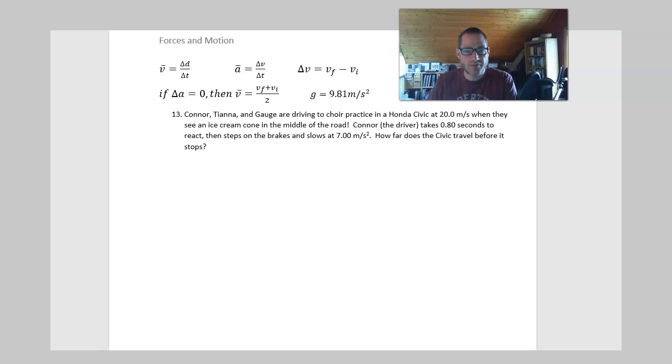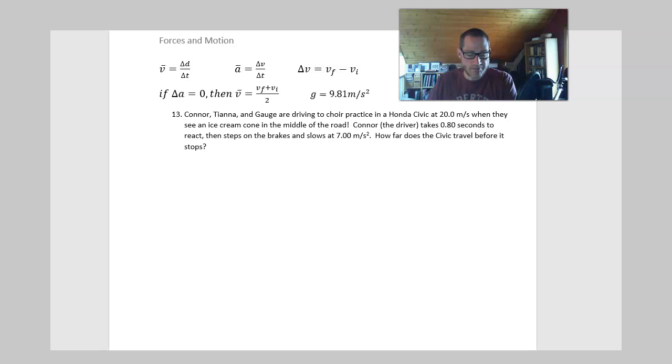Alright, so we have three people. Connor, Tiana, and Gage are driving to choir practice in their Honda Civic at 20 meters per second when they see an ice cream cone in the middle of the road. Connor, the driver, takes 0.8 seconds to react, then steps on the brake and slows at 7 meters per second squared. And to be sure, because you're slowing down, it's a negative acceleration. It's not like he applied the brake and then he sped up. He slowed down. So how far does the Civic travel before it stops?